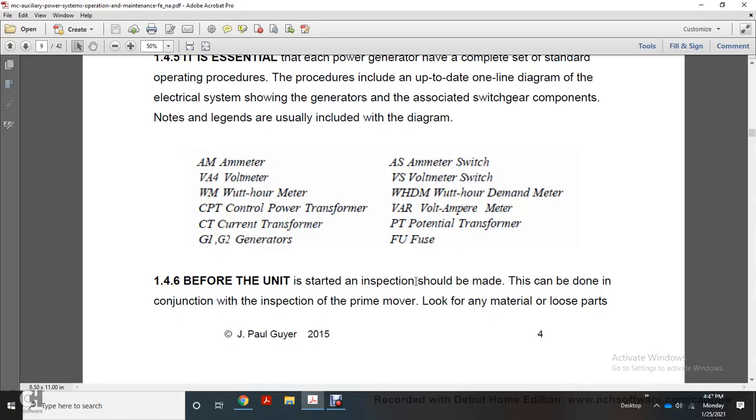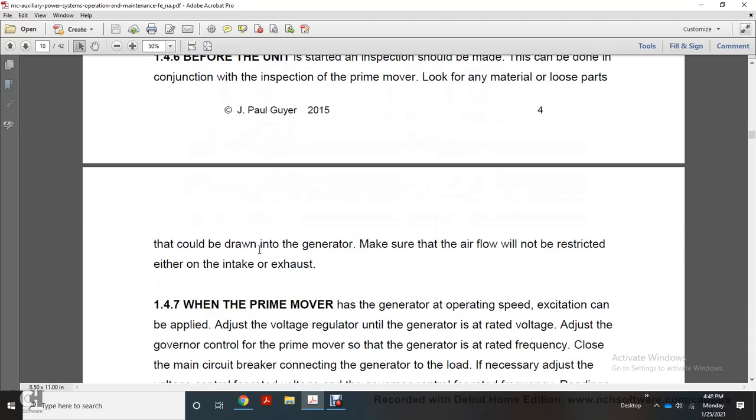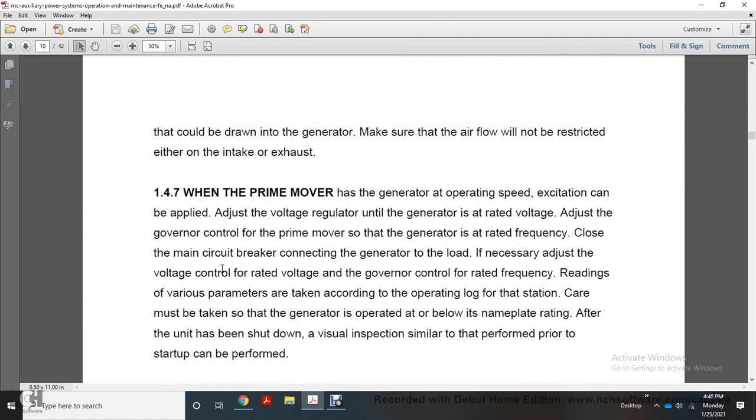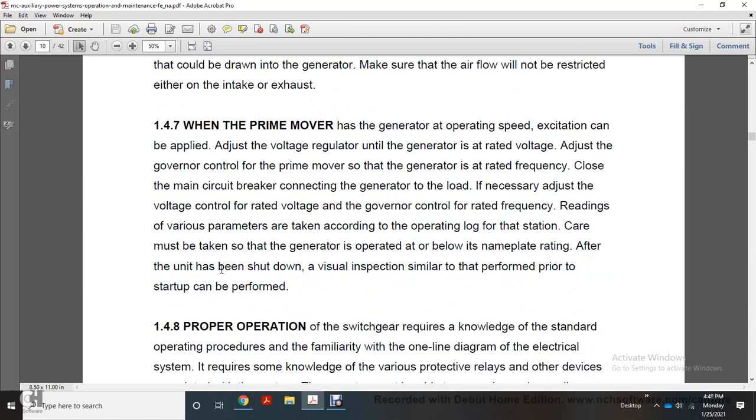146. Before the units are started, an inspection should be made, but this can be done in conjunction with the inspection of the primary mover, to look for material and loose parts that can be drawn into the generator. Make sure that the airflow will not be restricted at either the intake or exhaust. 147. When the primary mover has brought the generator to operating speed, excitation can be applied. Adjust the regulator to the generator's rated voltage. Adjust the governor control of the primary mover so that the generator is at its rated frequency.